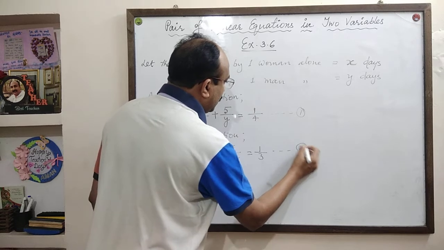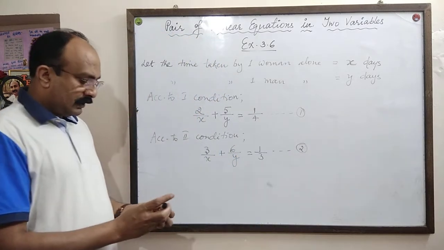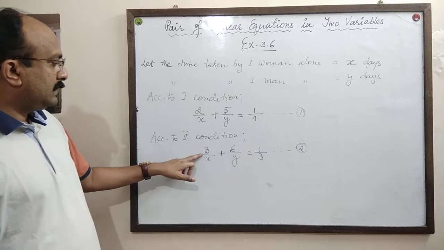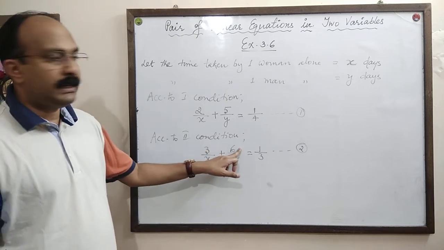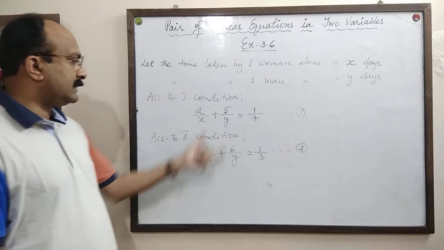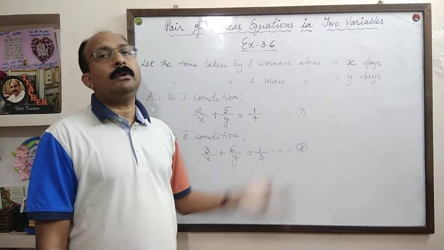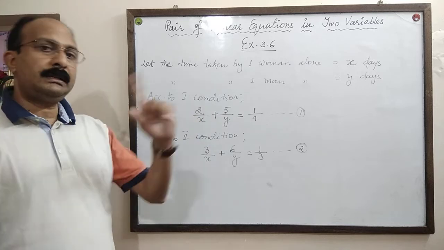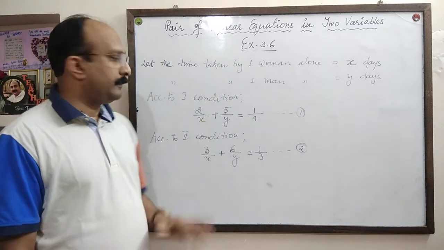This is equation number 2. The most important part of this question is making these two equations. 3 women plus 6 men takes 3 days. So second equation: 3 upon x plus 6 upon y equal to 1 upon 3. Now you know that these two equations are of the previous type.